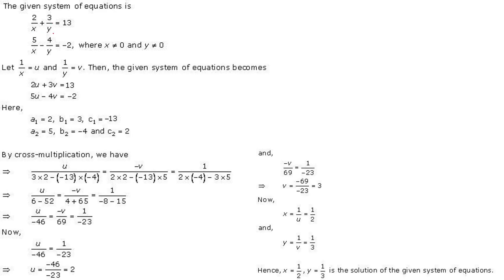Here you can take 1 by x equal to u, 1 by y equal to v. So this becomes 2u plus 3v, bring 13 here, minus 13. And this will be 5u minus 4v, bring this here, plus 2. So a1 will be 2, b1 will be 3, and c1 will be minus 13. a2 will be 5, b2 will be minus 4, and c2 will be, we are bringing minus 2 here, so it will be plus 2. Do the cross multiplication, u will be 2 and v will be 3. Because we have assumed x as 1 by u, it will be 1 by 2, and y will be 1 by v, so it will be 1 by 3.